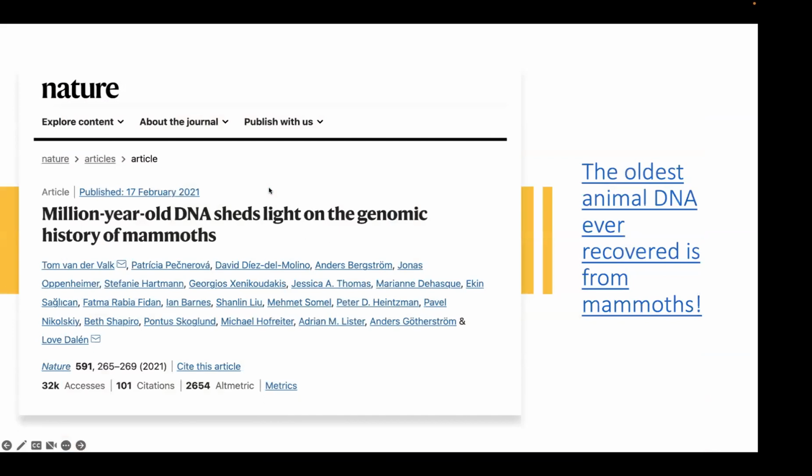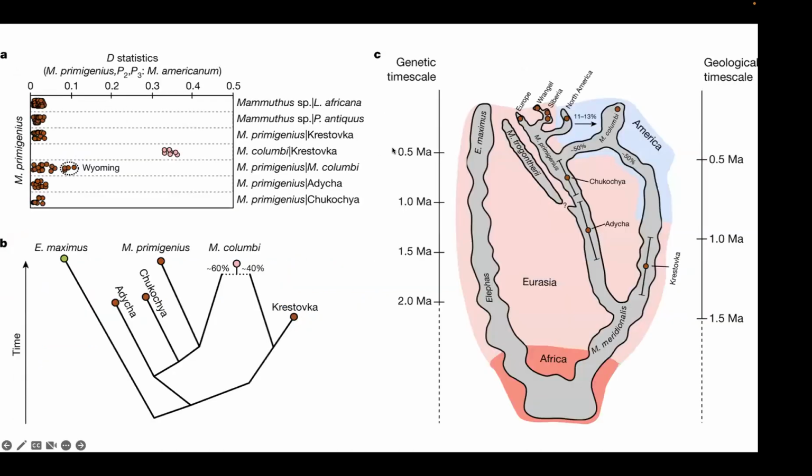The most recent large study on mammoth DNA is also the largest study ever done on DNA from millions of years ago. This is the oldest animal DNA that's ever been analyzed. It came out in Nature in 2021, and what it found was that there's evidence of multiple different interactions.